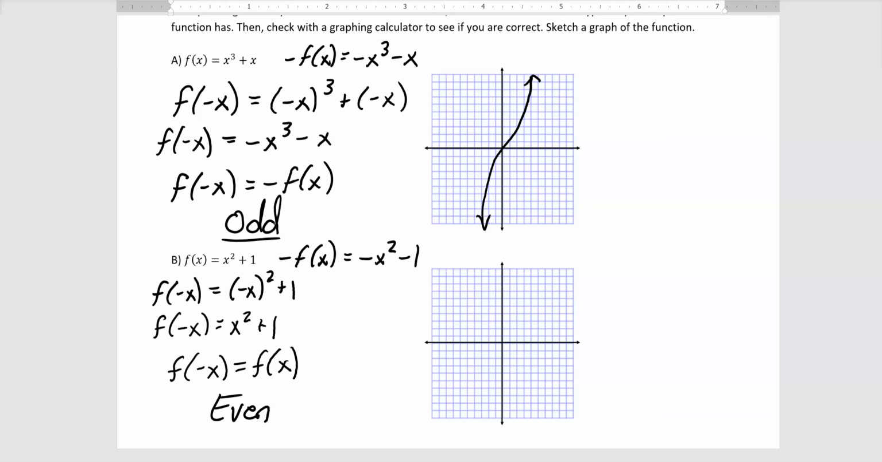All right, now the graph of this one would be a parabola that has been shifted up 1. We discussed these earlier. It would look just like that. Symmetric to the y-axis, right? That y-axis is going to be the line of symmetry for this parabola. All right, and that's even, odd, or neither.